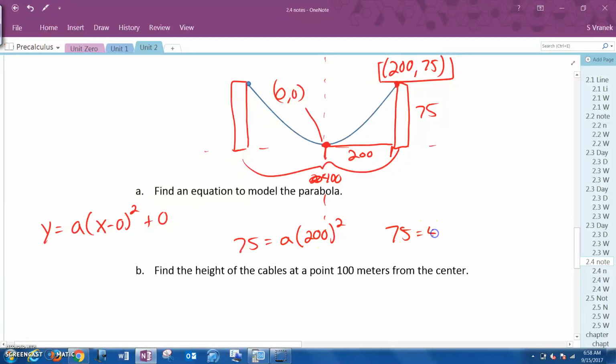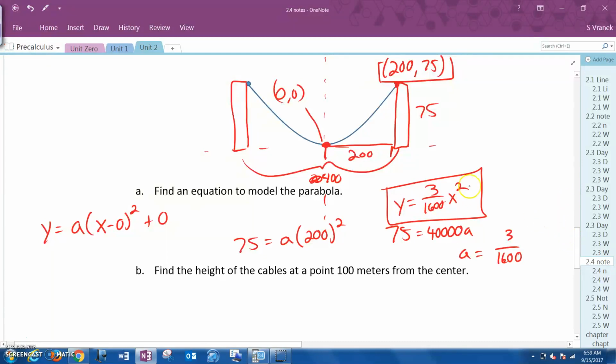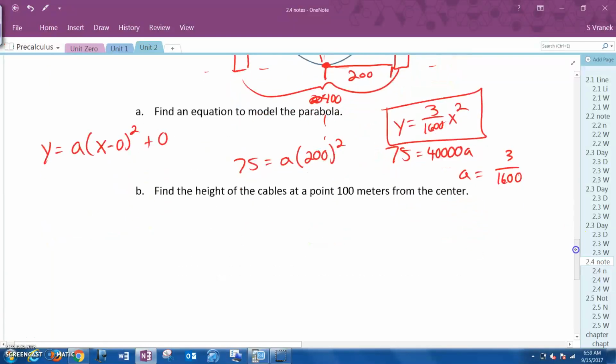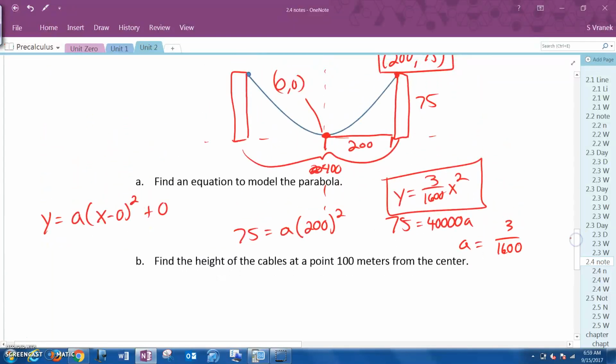So this would be 40,000 a. And when you divide, you get an a of 3 over 1600. So you just plug that back in, and your final equation to model the suspension bridge would be y equals 3 over 1600 x squared. And again, that's based on making the vertex the center at 0, 0. Alright, and then once you have the equation, again, that's probably the hardest part of these problems. It now just becomes a matter of plugging in your numbers.